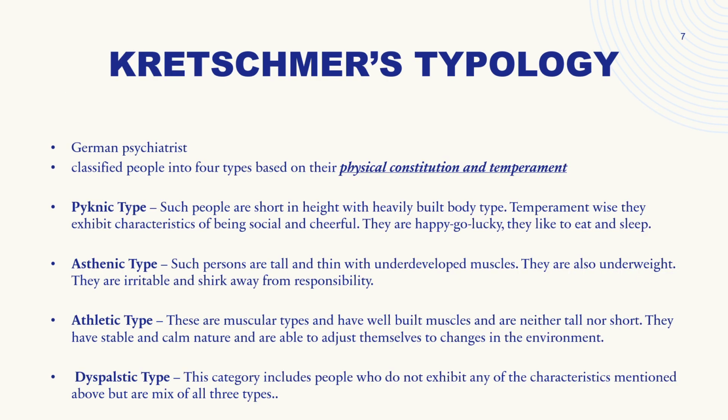Next, Hippocrates typology is over. Next, we are coming to Kretschmer's typology. Kretschmer was a German psychiatrist. He classified people into 4 types based on their physical constitution and temperament. Kretschmer focused on the body type. Hippocrates focused on the body fluids.